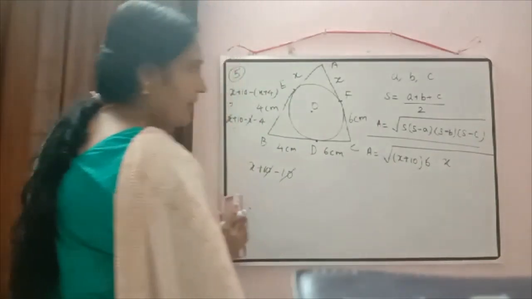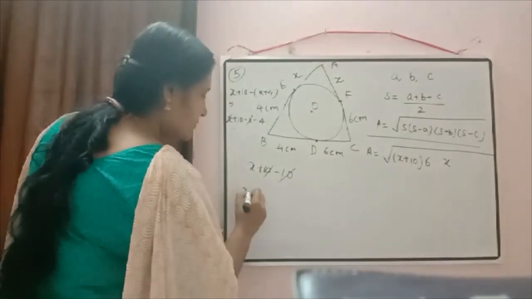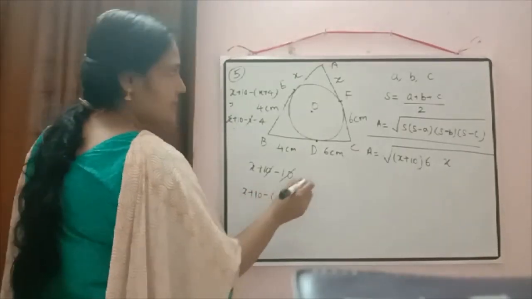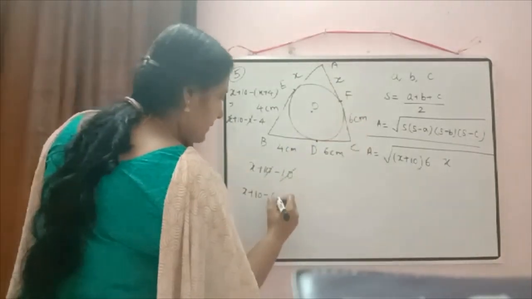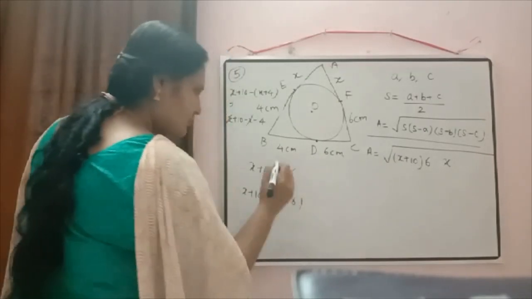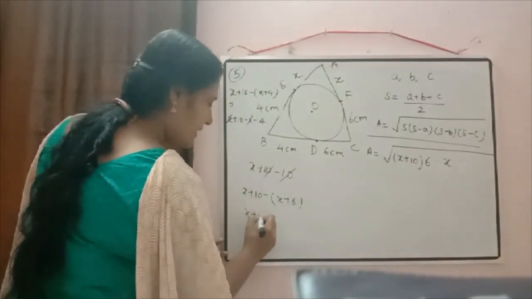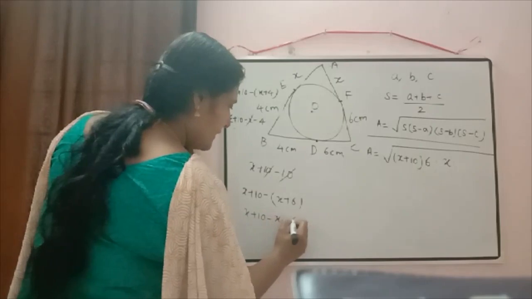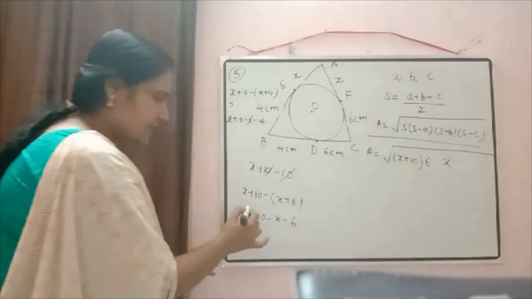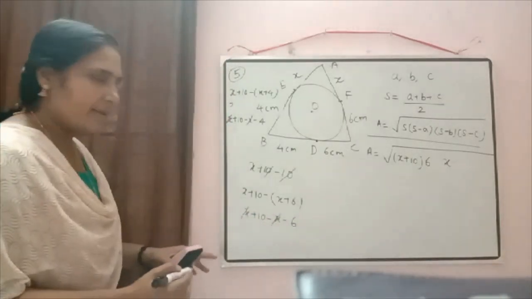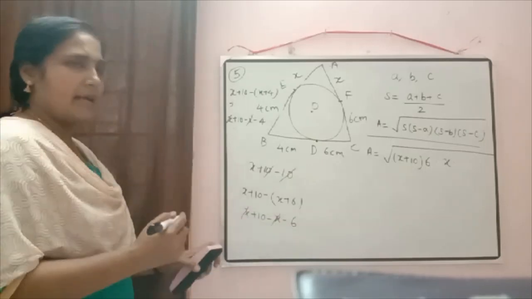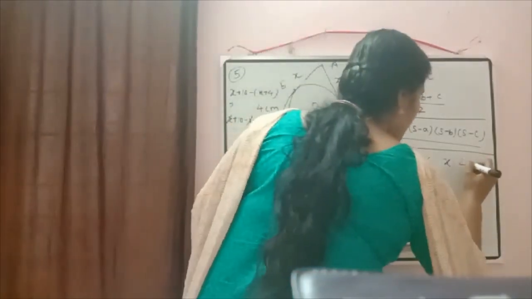Then next we have s minus c. So x plus 10 minus the third side we have x plus 6. So just open the bracket, then it will be equal to x plus 10 minus x minus 6. X and minus x will get cancelled. We will get here 10 minus 6. So that will be equal to 4.